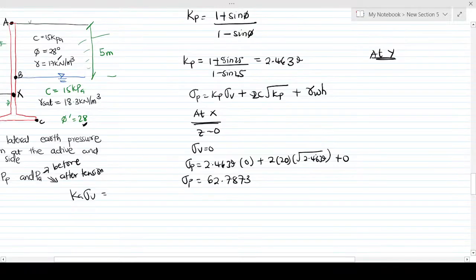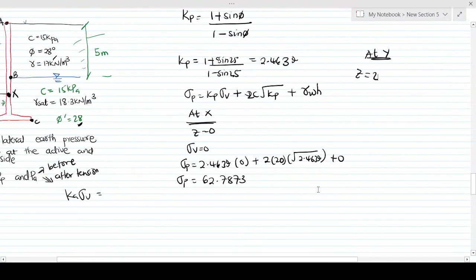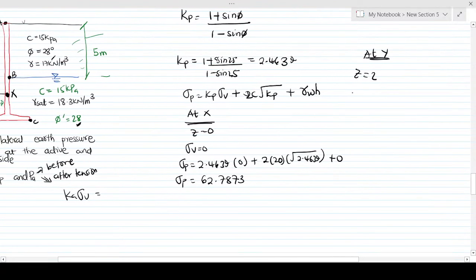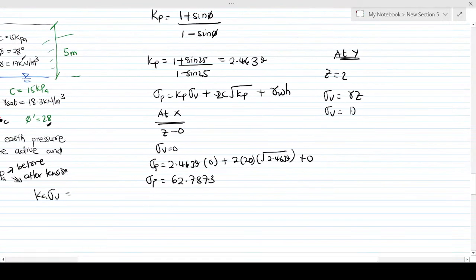Y as v, at y as v equals 2. So as v is equal to 2 at y, we know that v is equal to gamma v, right? The gamma is what in a person. Gamma is 19. So we have 19 by 2.